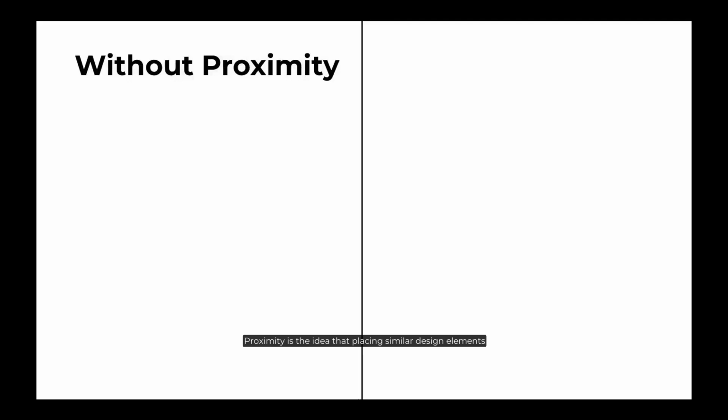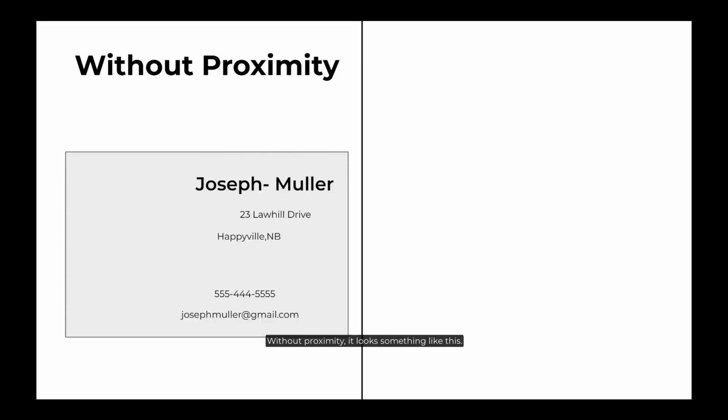Proximity is the idea that placing similar design elements close together produces a more effective visual design. So here we have an example without proximity. It looks something like this. All the elements are here and there. We don't know which one belongs where.